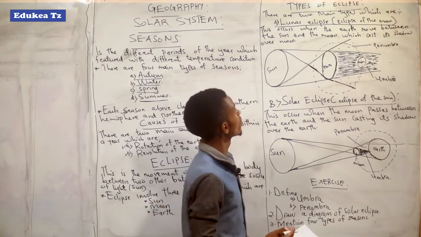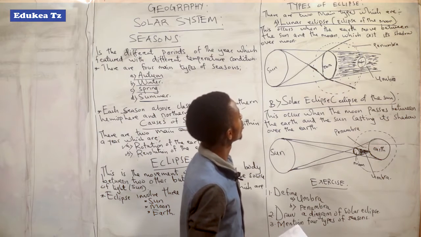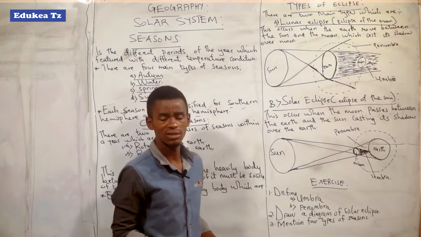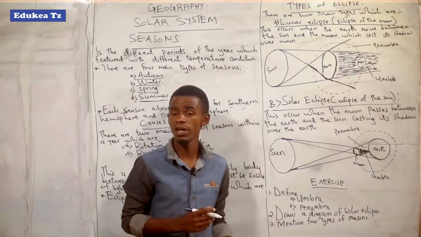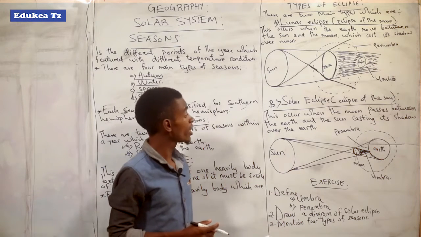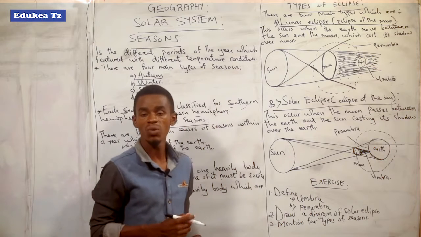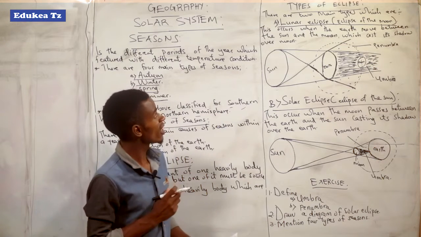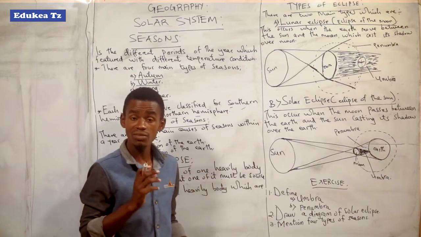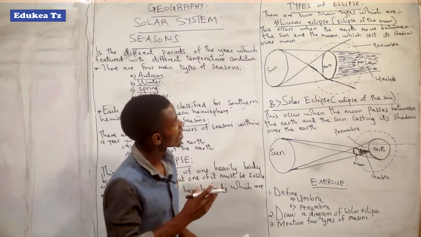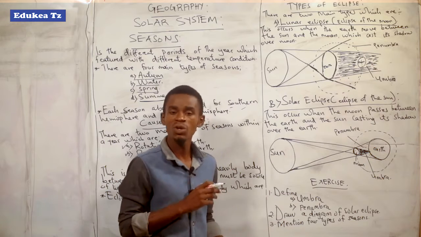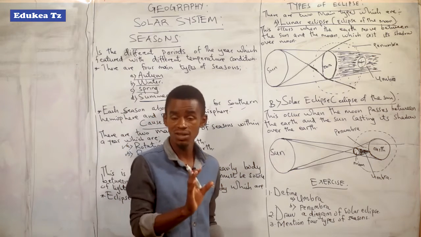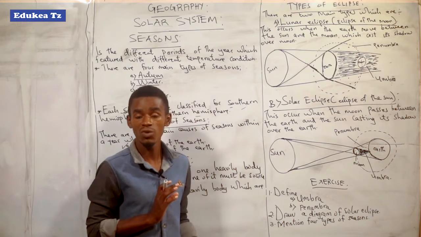So let's come to the types of eclipse. There are only two types of eclipse. We have the lunar eclipse and we have the solar eclipse. When we talk about the lunar eclipse, sometimes we call it the eclipse of the moon. Why eclipse of the moon? Because the shadow of the earth is cast onto the moon.